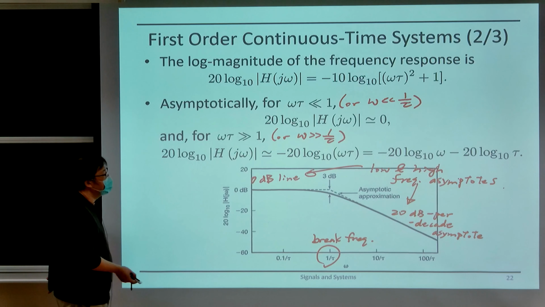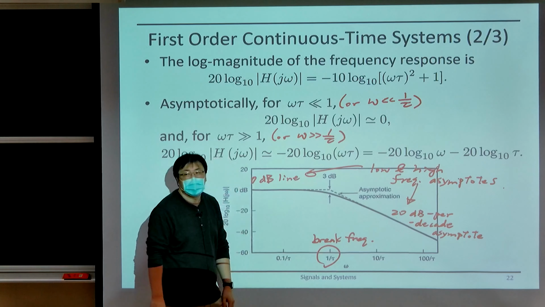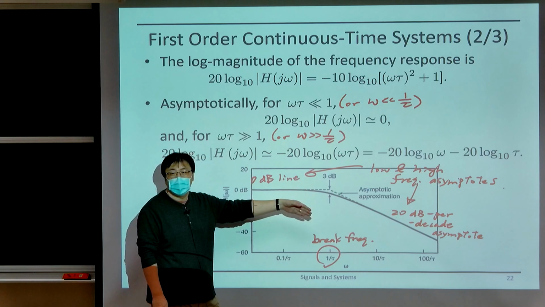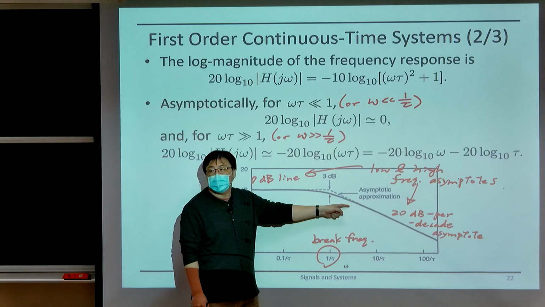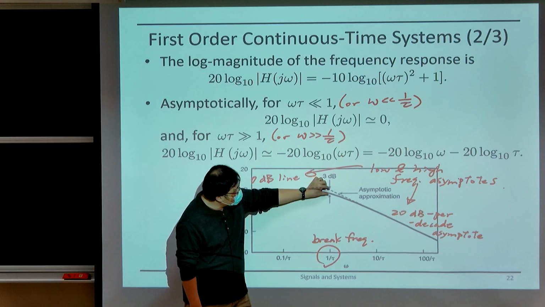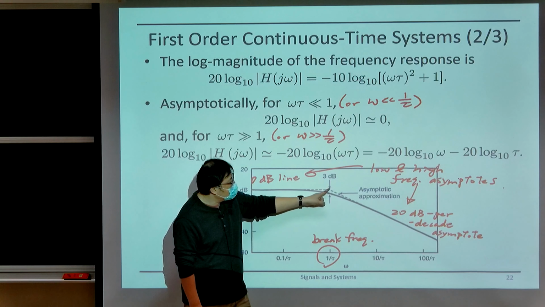Okay, so we're using these two asymptotes to study the approximate behavior of the frequency response. Now this fits pretty well with the actual frequency response. The biggest discrepancy lies at the break frequency here. The largest discrepancy occurs here.